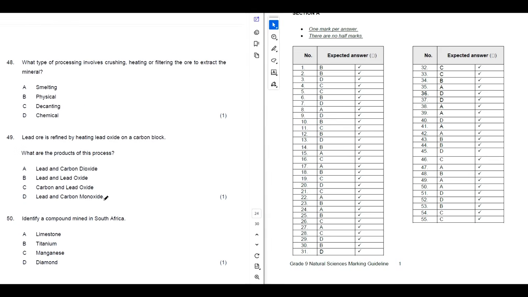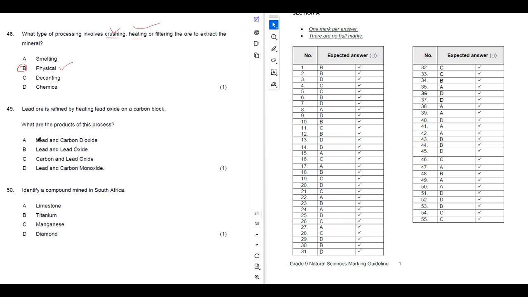And then next we'll move to question 48, which says, what type of processing involves crushing, heating, or filtering the ore to extract the mineral? And our answer will be B, which is physical. So the type of processing is physical.